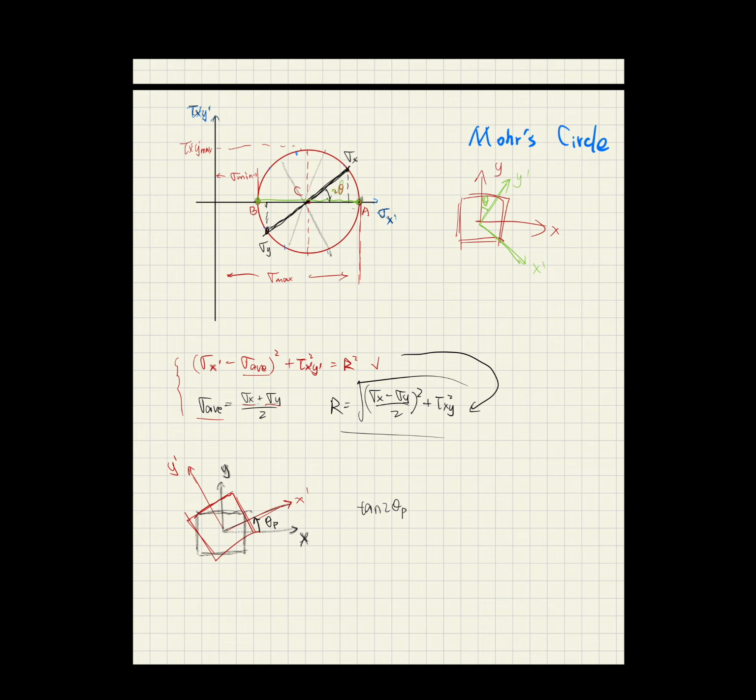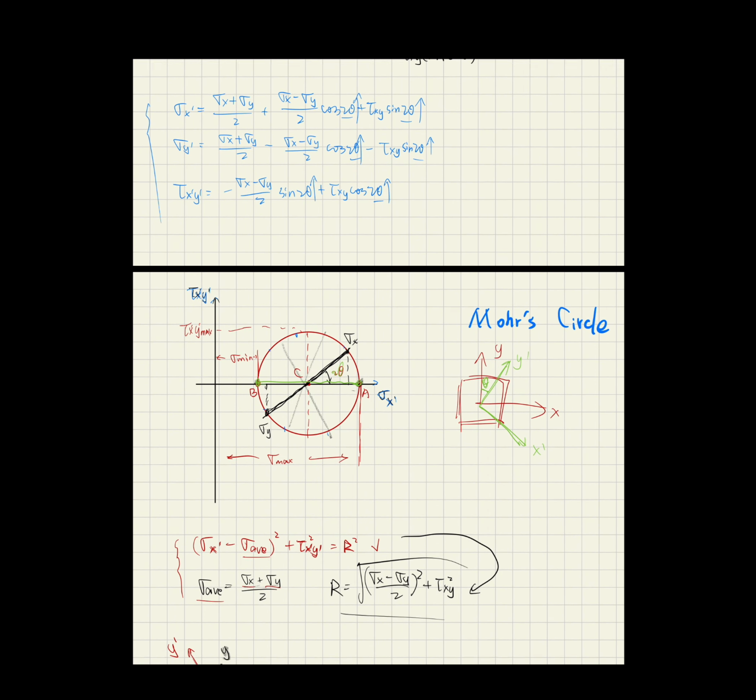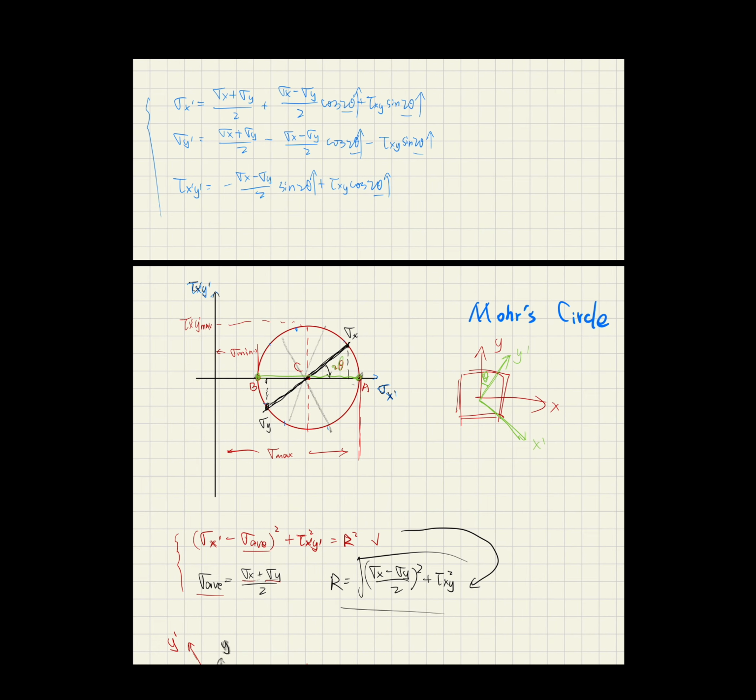That actually makes sense, because if you remember, in the original equations we derived, these are all 2 thetas. So when we plot it on the Mohr circle, the rotation angles should also be 2 theta.